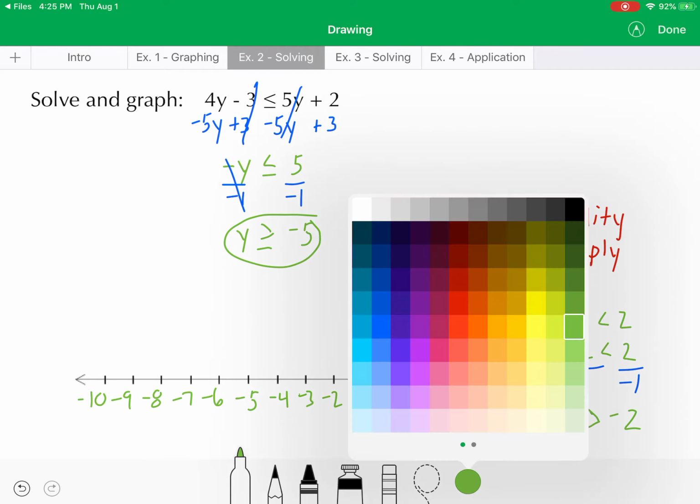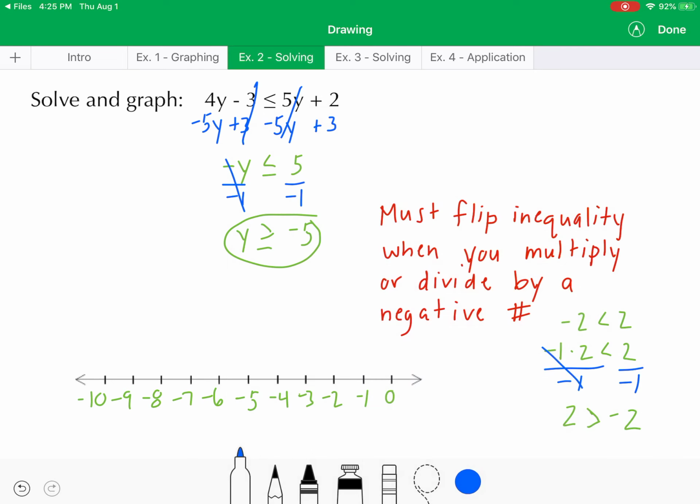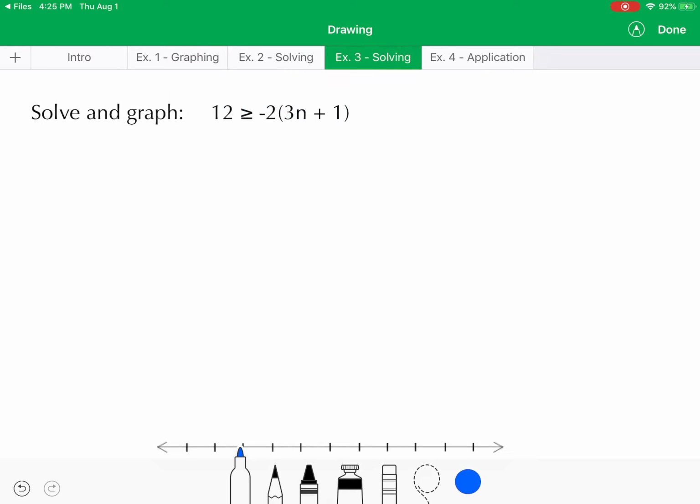All right, we want to include -5 in the solution set, so give me a closed circle at -5, and we want to also include any number larger than that. That would take us in the positive direction to the right. All right, let me give you another example here.